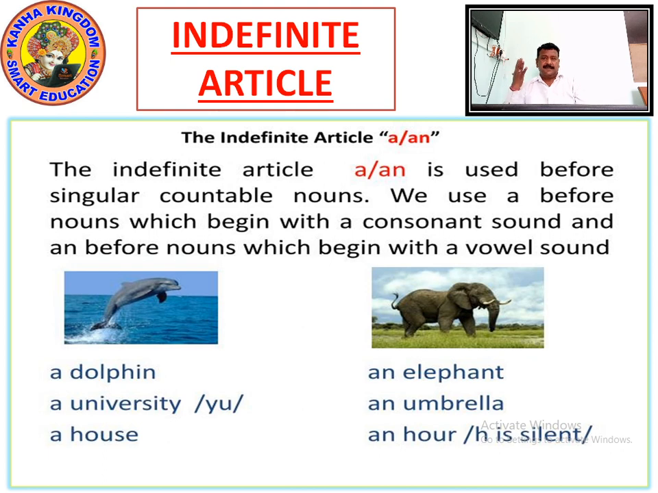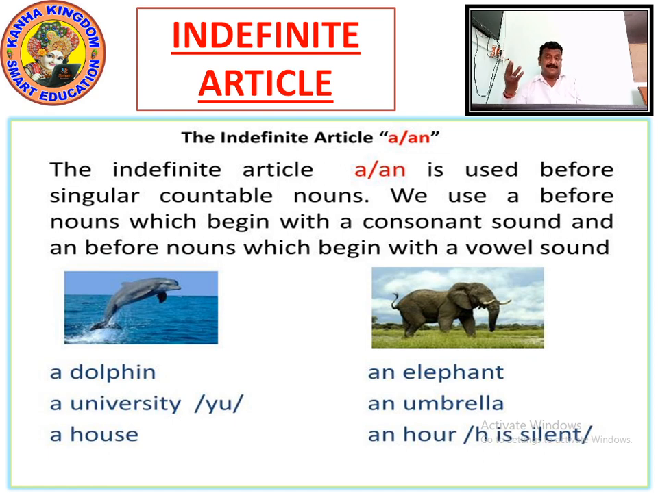Vowels are clear: A, E, I, O, U. These are the letters which are vowels. Leaving these vowels, of the 26 alphabets, 21 are consonants. A before a consonant sound, and AN before a noun which begins with a vowel sound.